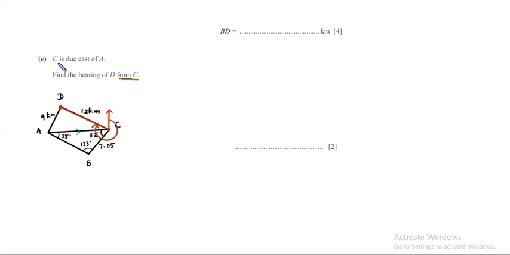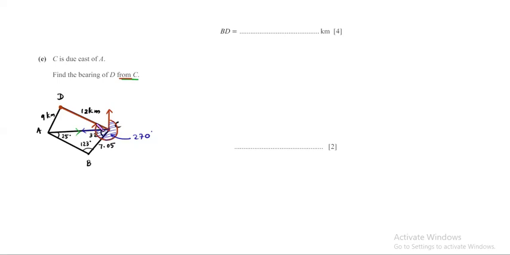Now in the question, it clearly states that C is due east of A, which means this side that we have here, which is A, will be the west for this location C here. That means this complete angle that we have here, that I have shaded here, will be equal to 270 degrees, because that is from north to west. The angle will be 270 degrees.